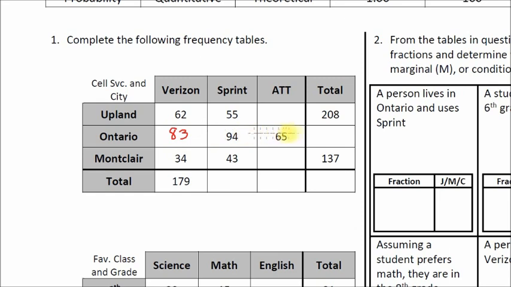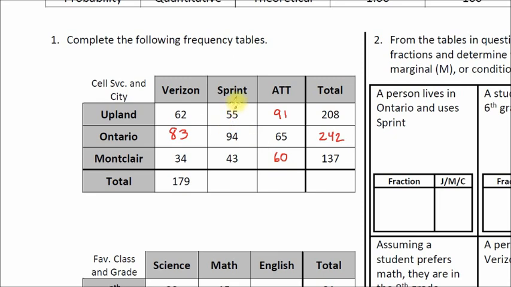Now you can see that the Ontario row has all of its boxes filled out except for the total. So I'm going to add 83 plus 94 plus 65, and that will give me 242. Looks like I can already fill this box in as well: 208 for Upland total, minus 62, minus 55 is 91. And I can find this one as well: 137 for the total of Montclair. Subtract 34 from that, subtract 43 from that, and you'll end up getting 60.